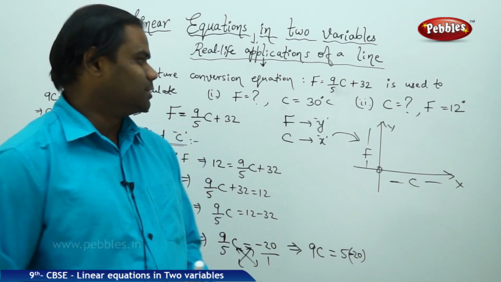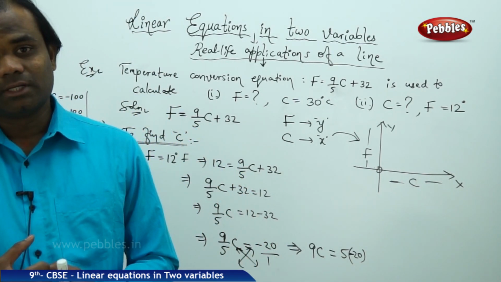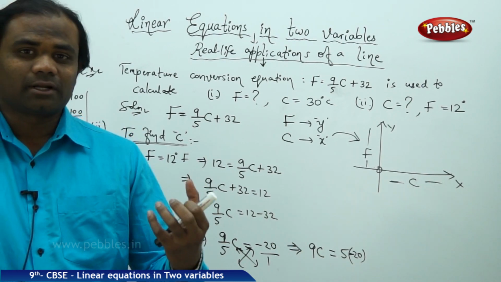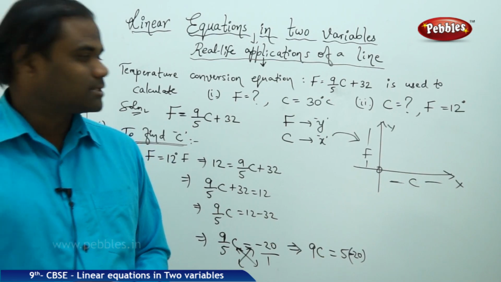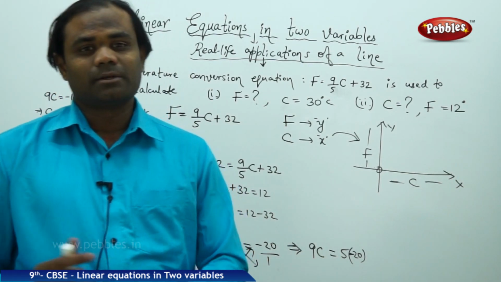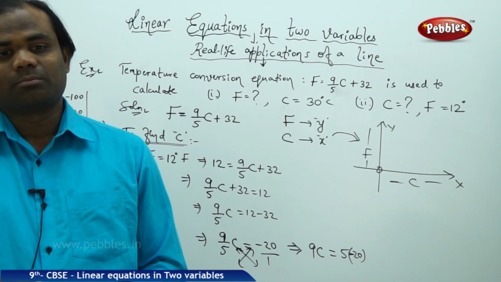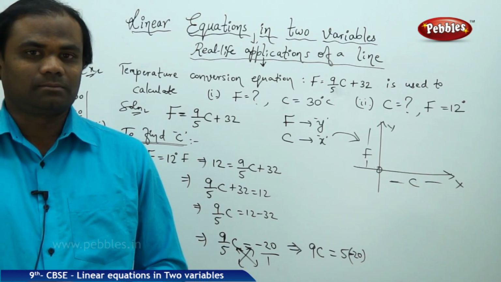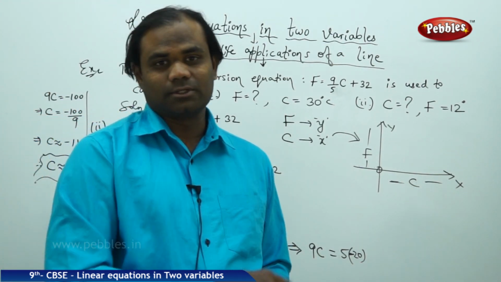My next question here would be, when will the two temperatures be equal? Is there any possibility to find when the centigrade and Fahrenheit scale reach the same value? So let's see if we can identify the temperature at the break-even point. That is, at the point where the two temperatures C and F are equal. So let's continue with the question.